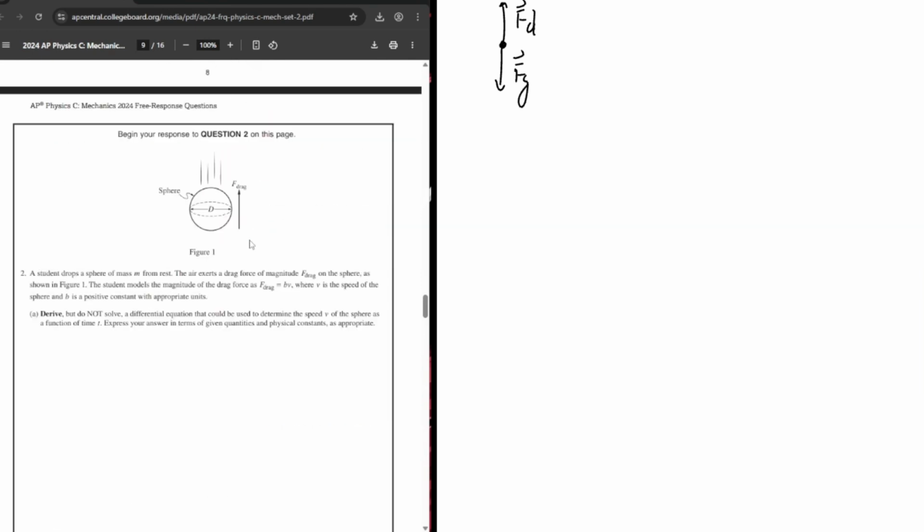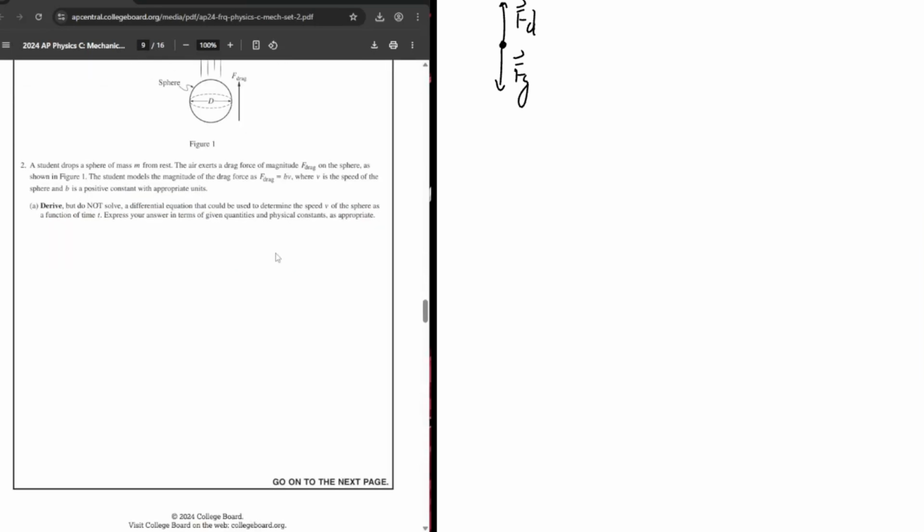So all you have to do here, whenever you see derive a differential equation and you see drag, sum your forces. Let's think about our free body diagram. F drag is going to act in the upwards direction because velocity is downward when it's falling, right? It shows you here too. So they have to be in opposing directions.